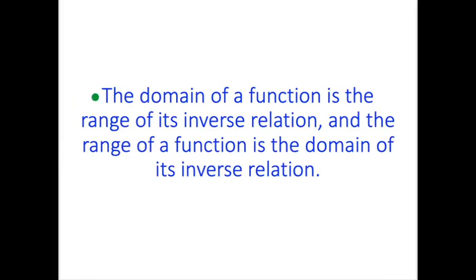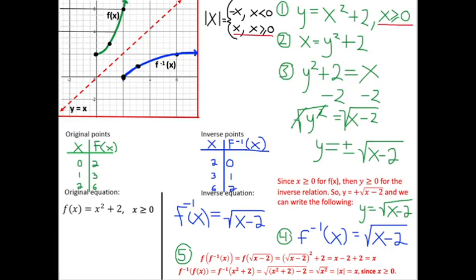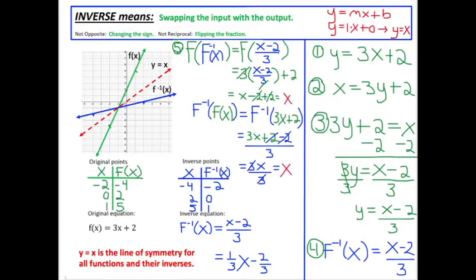All right, so here we have it. The domain of a function is the range of its inverse relation, and the range of a function is the domain of its inverse relation. So they get switched out. In this example, the domain for f of x was from negative infinity to positive infinity, as was its range. So notice the inverse also has a domain from negative infinity to positive infinity, and it also decreases down to negative infinity and increases to positive infinity. So it has the same range as the domain of f and the same domain as the range of f.